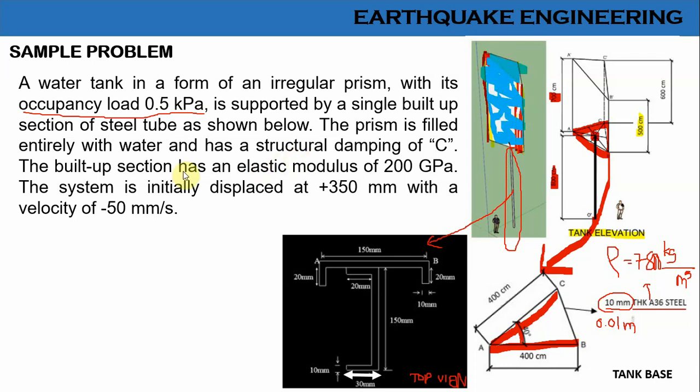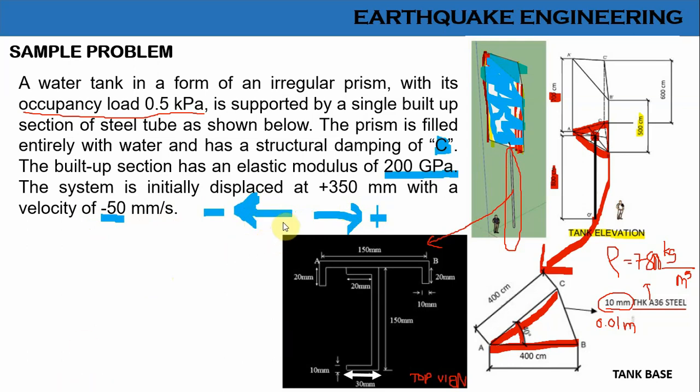And it has a structural damping of C, or the damping coefficient. The built-up section has an elastic modulus of 200 gigapascal. And the system is initially displaced at positive 350 millimeters with a velocity of negative 50 millimeters. This negative sign denotes reverse direction. Here, we assume that one direction is positive and the other is negative. Since the initial velocity is negative, it goes in the opposite direction.